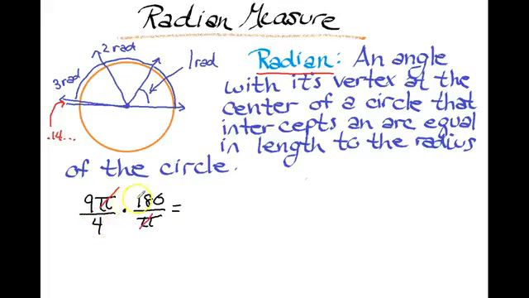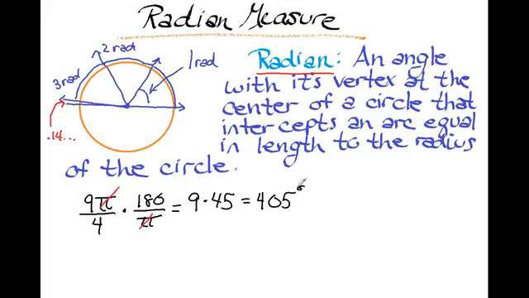How many times does 4 go into 180? I know that it's going to go in 45 times. So 9 pi over 4 is going to be 9 times 45, which is 405 degrees. That's a full revolution around our circle and 45 degrees more, so it would end up in the first quadrant.